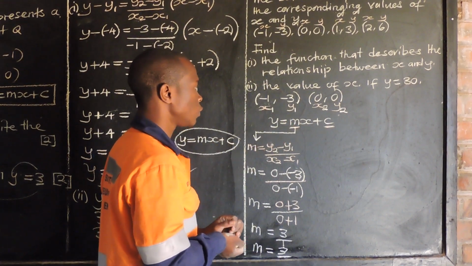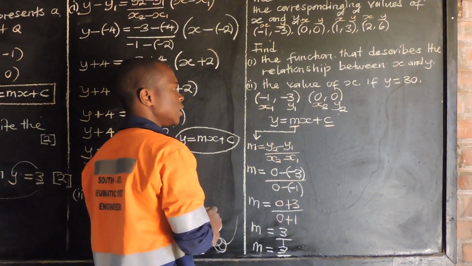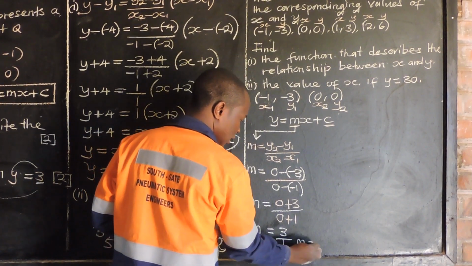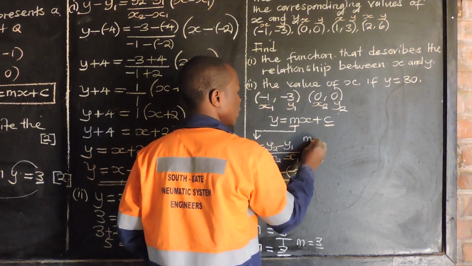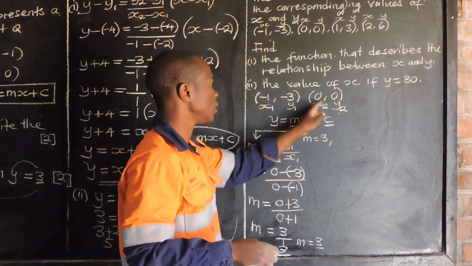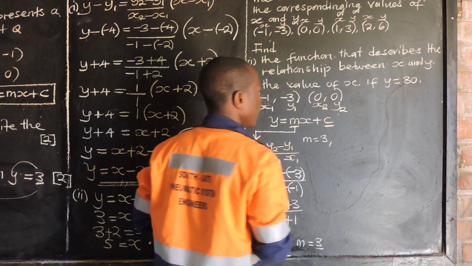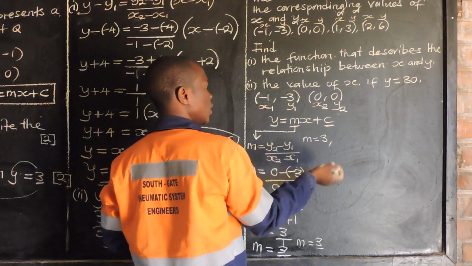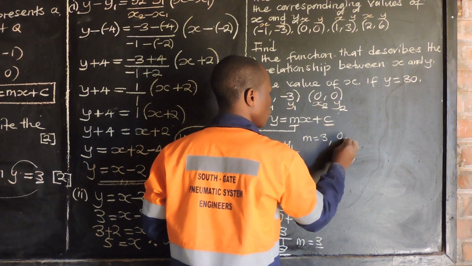Now, next one, we need to find c. For us to find c, we know m is 3. Then we need to get any pair from the two points. Which pair are we going to get? We can get 0, 0 or negative 1, negative 3. Let's get 0, 0.